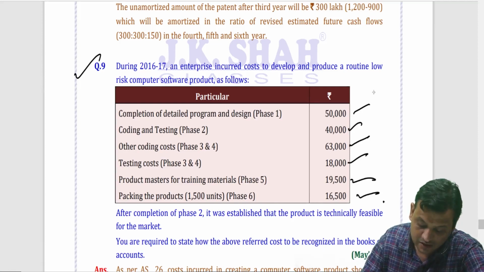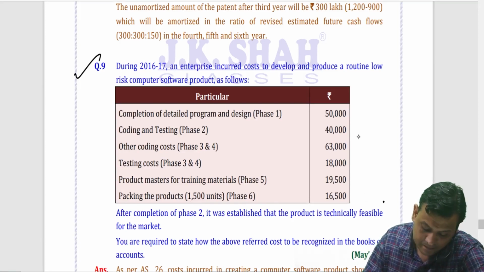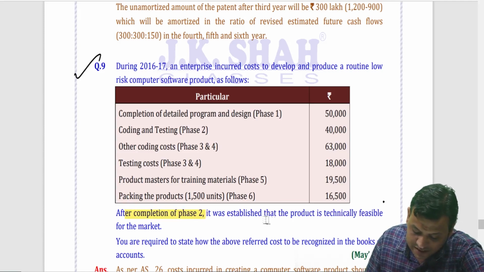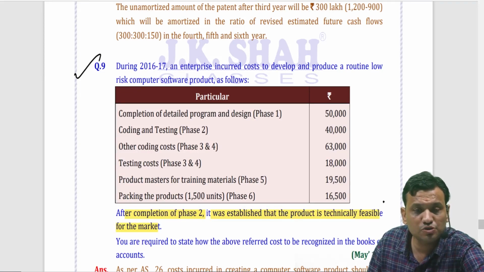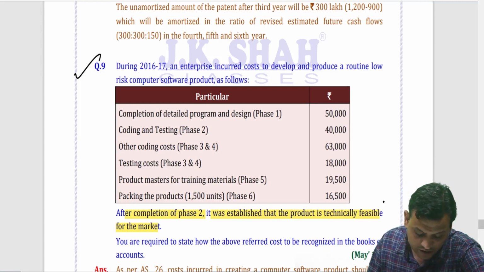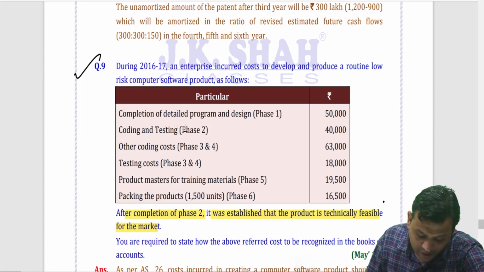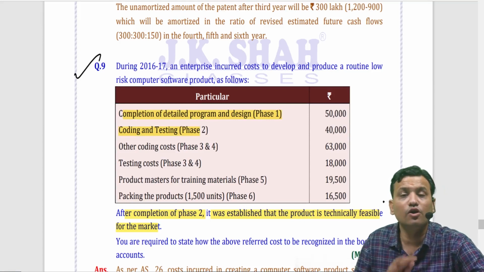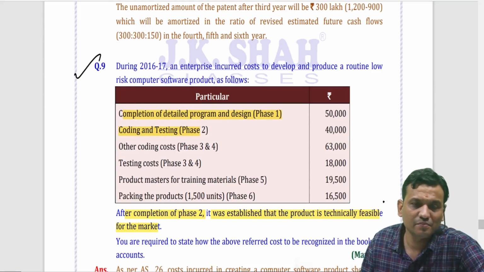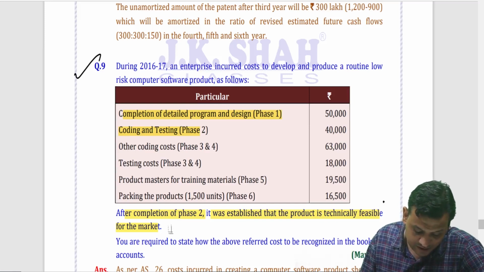Okay, so this is the product life cycle, I can say. After completion of phase 2, it was established that the product is technically feasible for the market. You are required to state how the above referred costs are to be recognized in the books of accounts. Now, can I say completion of a detailed program design is nothing but research, and coding and testing? Again, this too will go into research, means it will not be capitalized, because technical feasibility is only after phase 2.